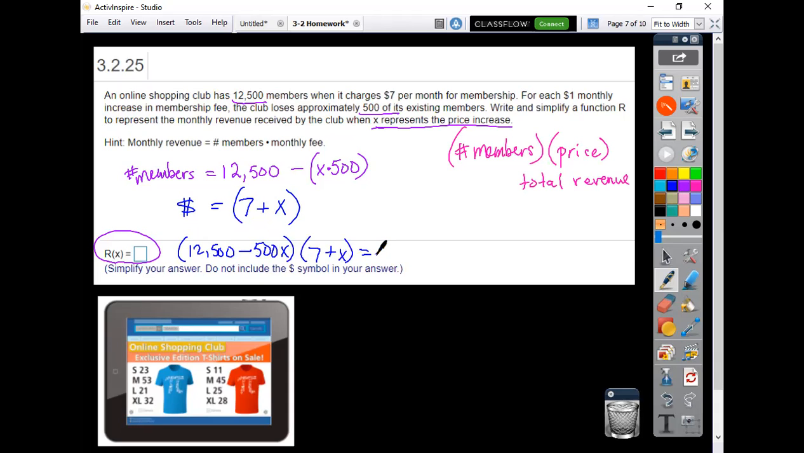And if you had to FOIL this out, which it says simplify your answer, so I do believe that's what they mean by that, is to go ahead and multiply that whole thing out. So in my example, I would have the 500 times the minus X, minus 500X squared. And this would be a negative 3,500X. And then this would be a positive 12,500X. So when you combine those, I believe that's 9,000X.